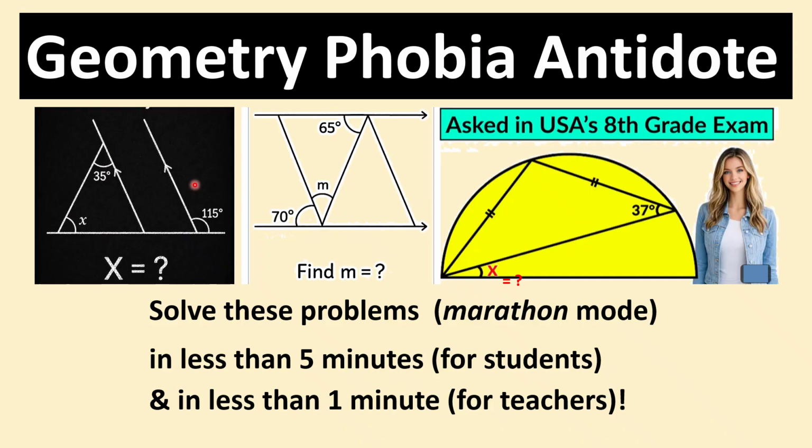The first two figures simply involve parallel lines and triangles, and even a class 6 student can solve them. But the question is how to think systematically. So these challenges will tell them the approach so that they get over geometry phobia. These problems should take less than 5 minutes for students of class 6, 7 or 8, and less than 1 minute for senior students or teachers.